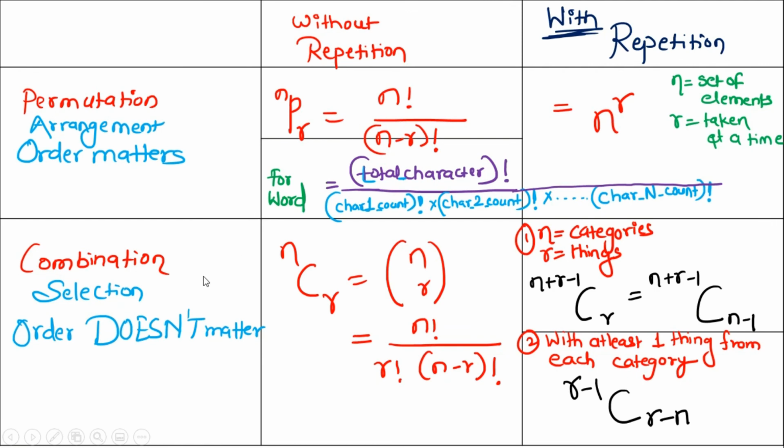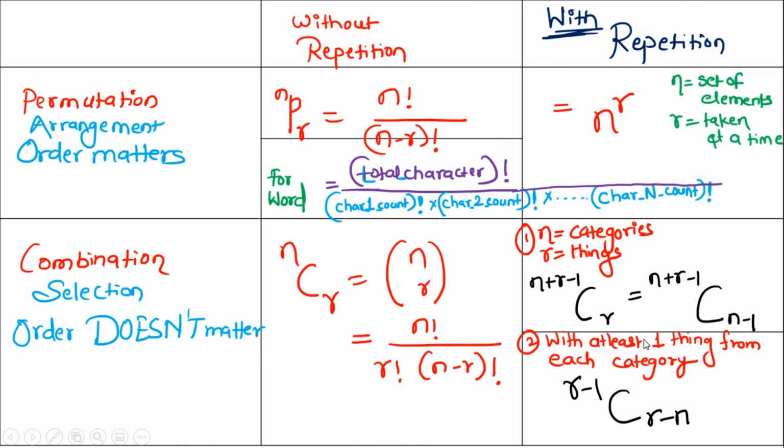Combination is just the selection where order doesn't matter. You're just taking out the elements and you're not arranging them. In that case, without repetition, our formula is nCr, that is n factorial divided by r factorial times (n minus r) factorial. And if you're performing combination with repetition, then your formula will become (n plus r minus 1)Cr, where n is categories and r is how many things you have to select, which is equal to (n plus r minus 1) combination (n minus 1).